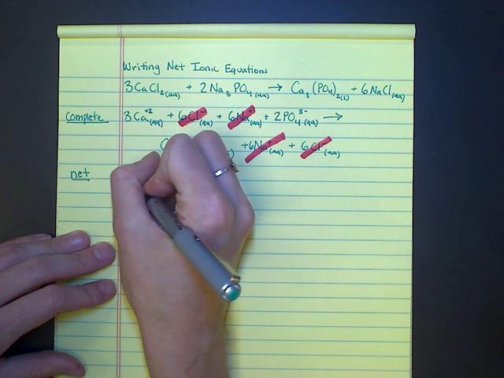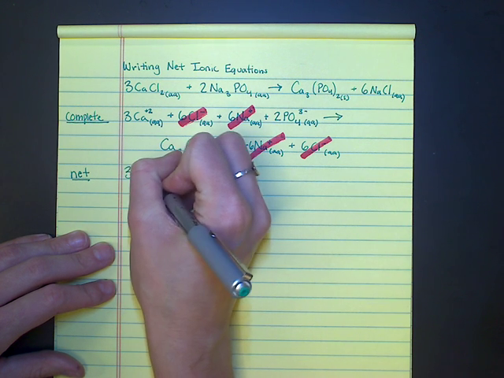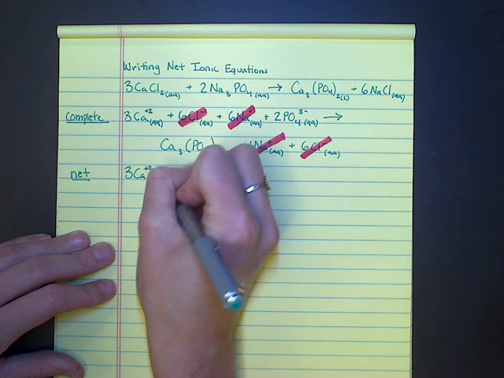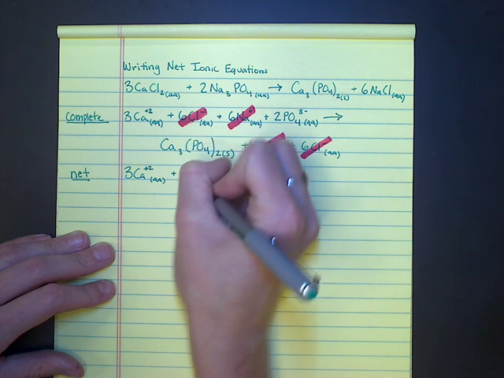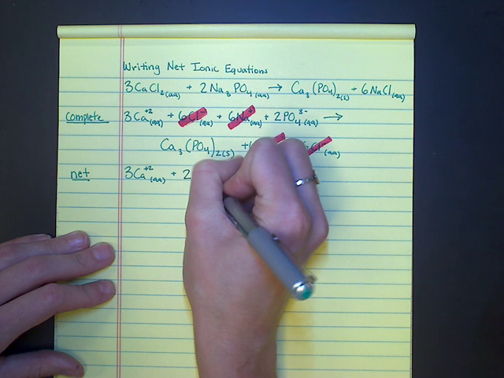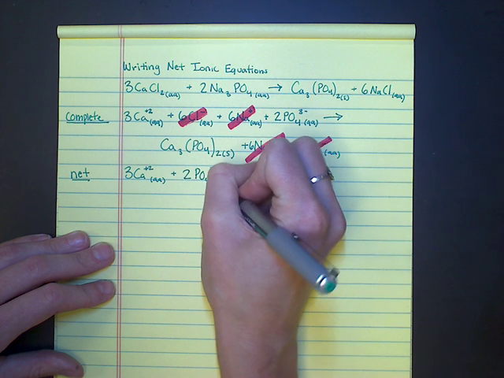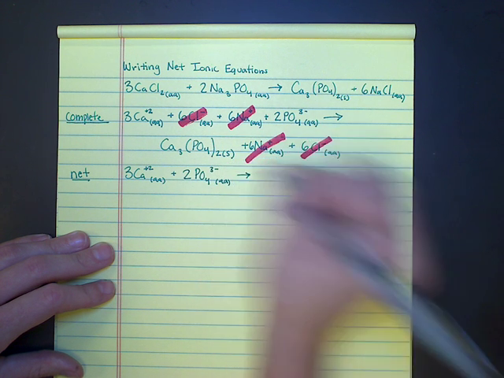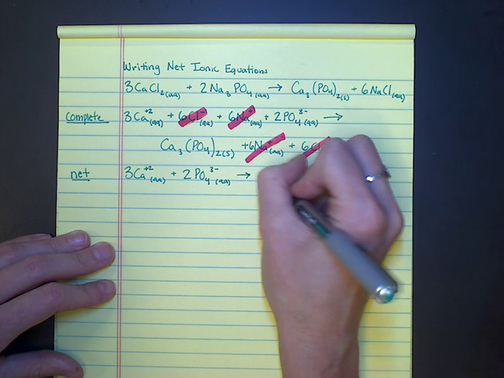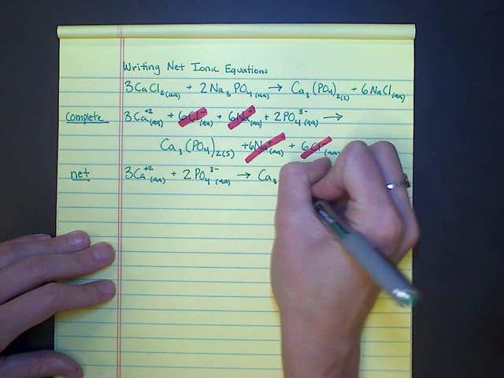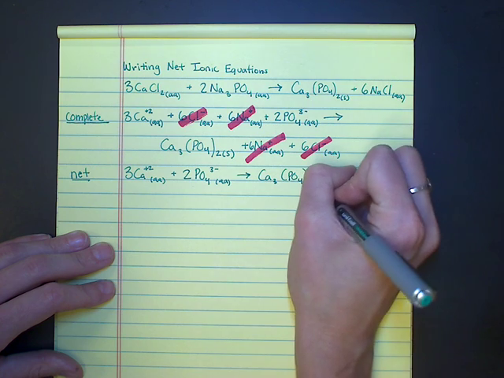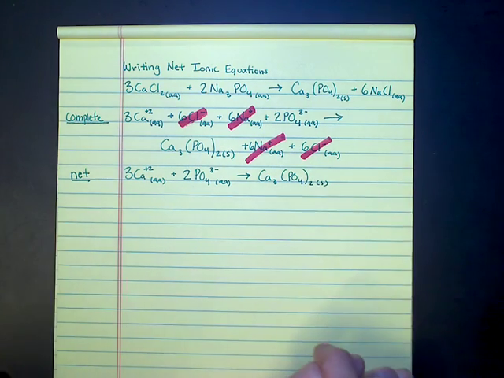So I have my 3Ca2+ left, and then I have my 2PO4 3-, and then my solid Ca3(PO4)2, solid. And that's my net ionic equation.